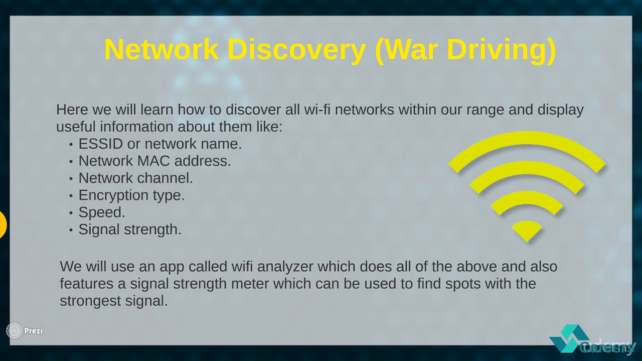We're going to use an app called Wi-Fi Analyzer, which gives us information about all the Wi-Fi networks that are around us. It gives us the network name, the MAC address, the channel, the encryption, the speed, the signal strength, and it even shows us the devices that are connected to our current network. We'll talk about that in the next class.